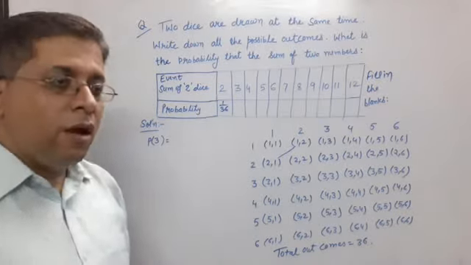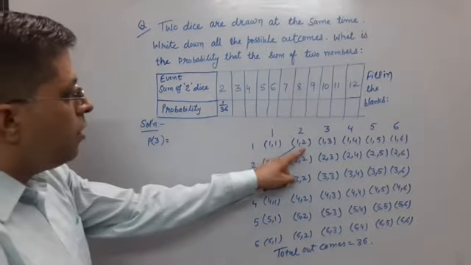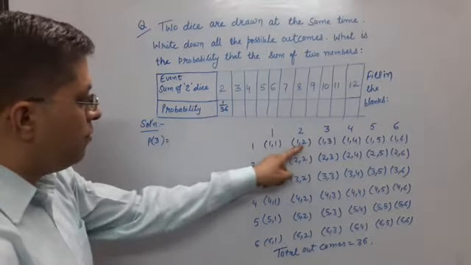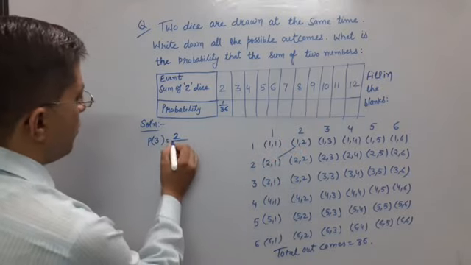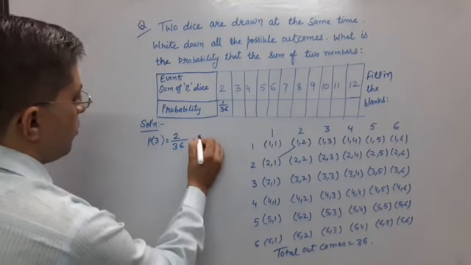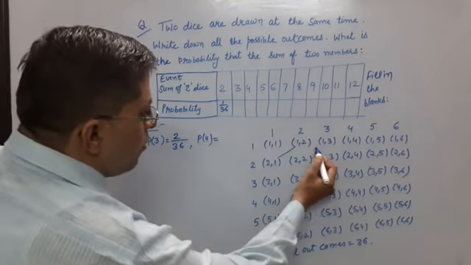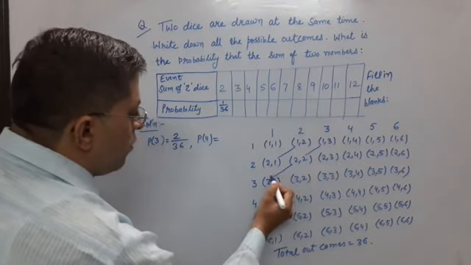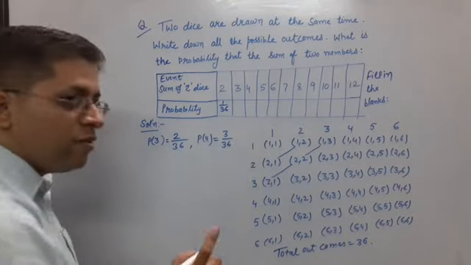Okay. After that, you see what is happening. How many times is the sum 3 coming? 2 times. So this is 2 upon 36, the total number of outcomes. When 4 is coming, how many times? 1 and 3 is 4, 2 and 2 is 4, and 3 and 1 is 4. 3 times, so 3 upon 36.